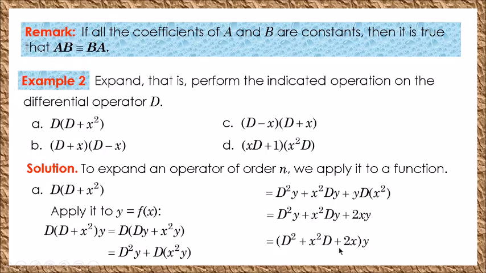Moving the y to the right of the operator, we have D squared plus x squared D plus 2x applied to y. Hence, D multiplied to D plus x squared in expanded form is D squared plus x squared D plus 2x.